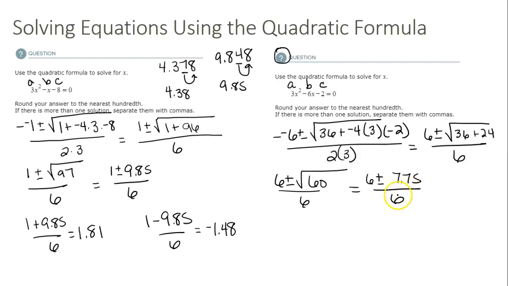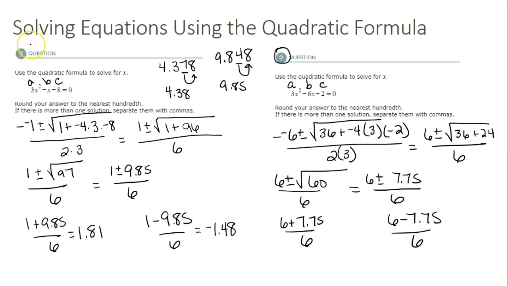If you got that far, great. If not, see if you can go from here. See if you can now split this up into 2 problems. Pause the video, and then we'll go over it together. You should have split this up into 2. 6 plus 7.75 divided by 6, and 6 minus 7.75 divided by 6. Remember, the fraction bar is a grouping symbol, so that groups the 2 together on the top.